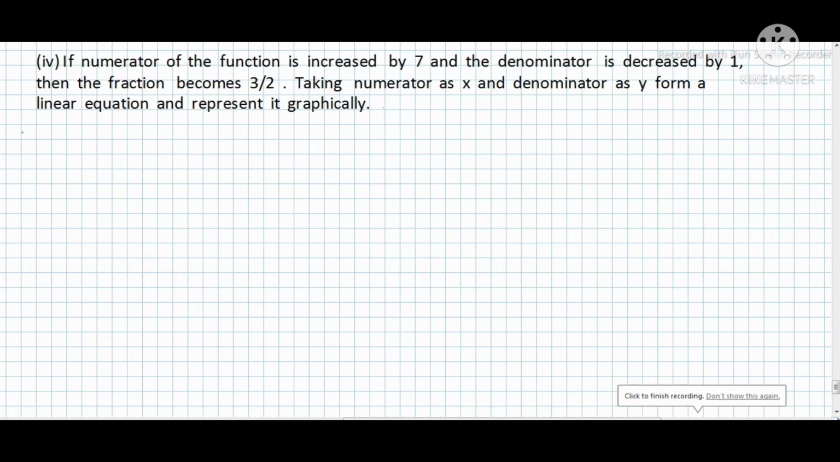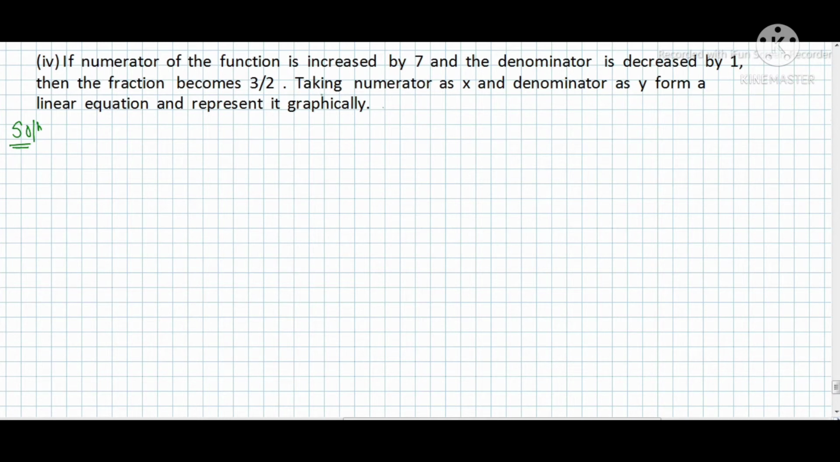Hello friends, now we have question number 4. What is given? If the numerator of a fraction is increased by 7 and the denominator is decreased by 1, then the fraction becomes 3 by 2. Taking numerator as x and denominator as y, form a linear equation and represent it graphically. This type of question you have already seen in class 8, so it will not be so difficult. You can easily solve it. So let's go for the solution.